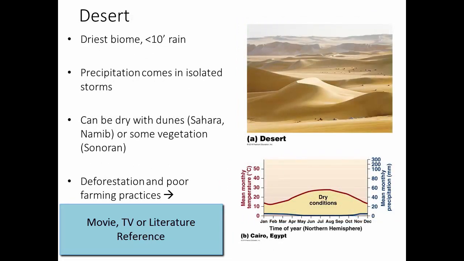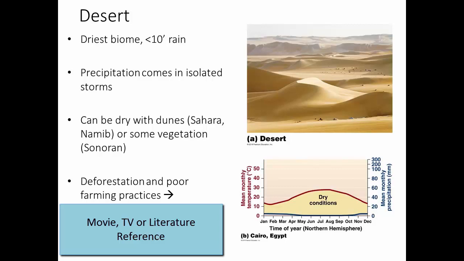Deserts are the driest biome on Earth, with most deserts receiving less than 10 inches of precipitation a year. The precipitation deserts do receive usually comes in isolated storms months or even years apart. But not all deserts are comprised of the bare, dry sand dunes seen in the African Sahara or Namib deserts. Other deserts like the Sonora Desert in Arizona and northwest Mexico receive enough rainfall to support some vegetation.